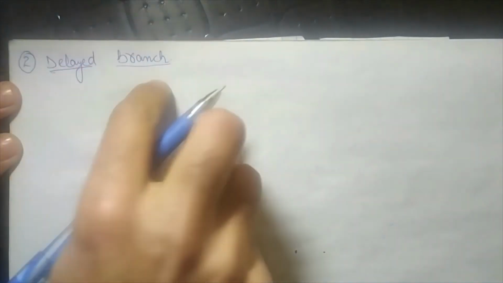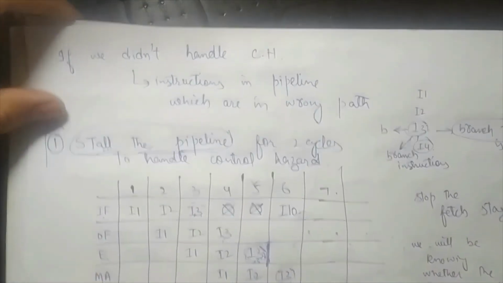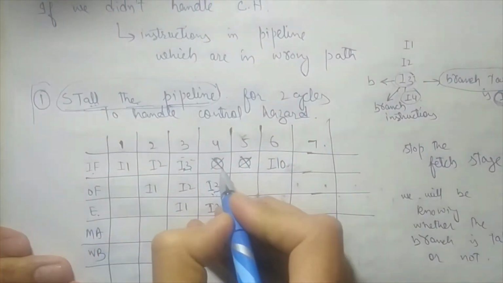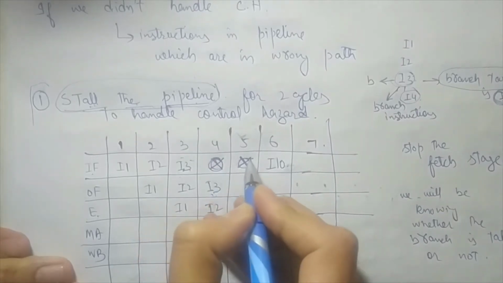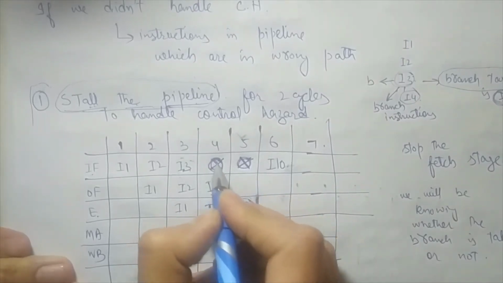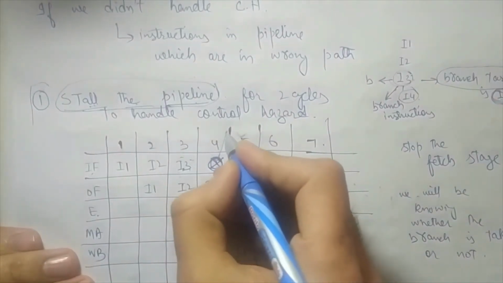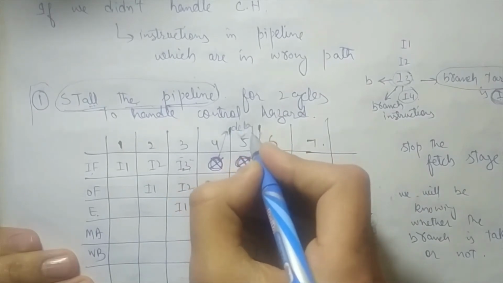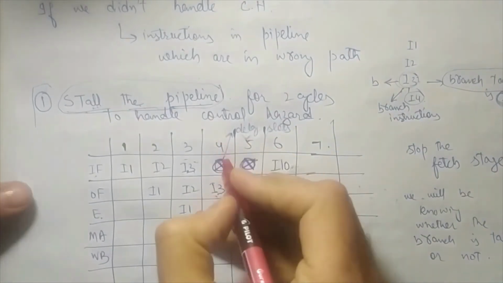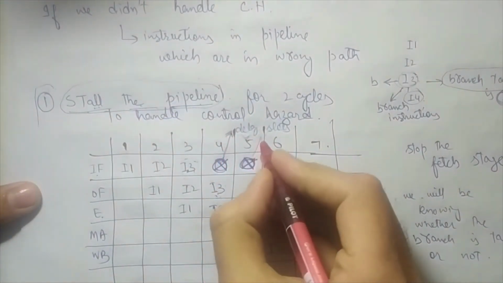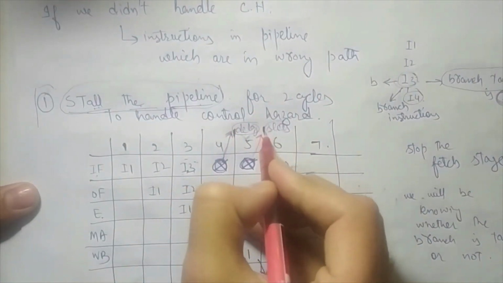Okay, so before explaining delayed branch, let's go back here. You can see that in these two cycles, cycle 4 and 5, our pipeline is idle, or we can say we have lost two stages, so two cycles. These two slots are called delay slots. These two extra cycles in which our pipeline is empty are called delay slots.